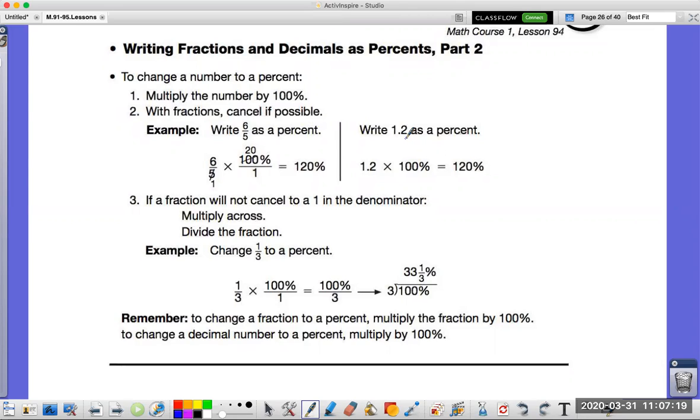We're going to look at lesson 94 today. It's writing fractions and decimals as percents. It's the second part of two parts. We've been doing this kind of stuff since lesson 75. We've practiced changing a fraction or a decimal to a percent by writing an equivalent fraction with a denominator of 100. So we've had that in the past. This is very similar to that.